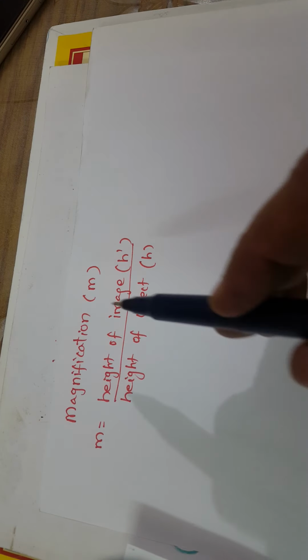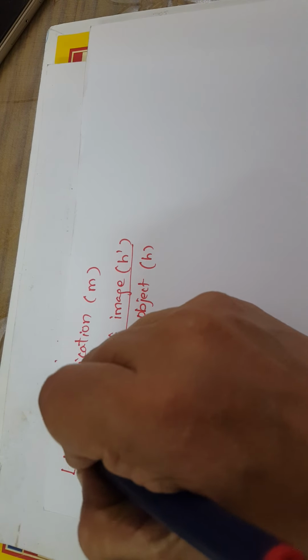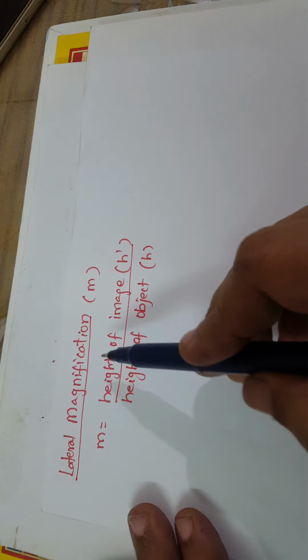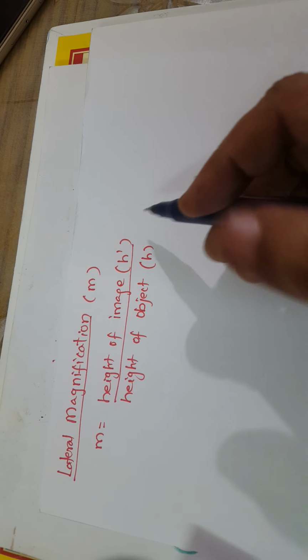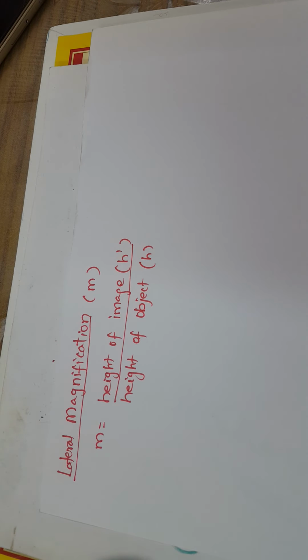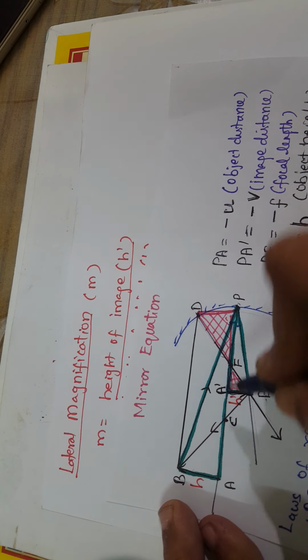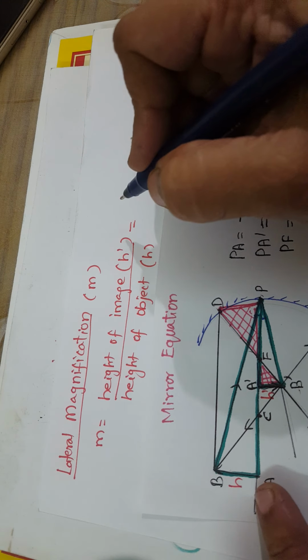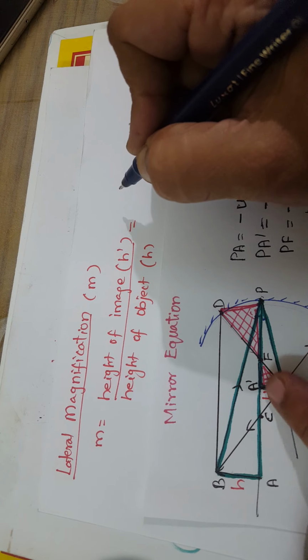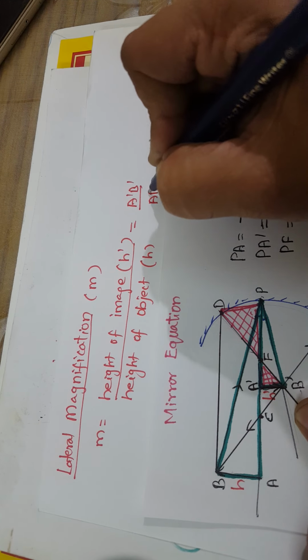Next we will find out the magnification, lateral magnification, children. What is magnification? You are comparing the height of the image to the height of the object, that is h dash by h. From the diagram you can say what h dash is. Look at the diagram here. This is h, right? And this is h dash. So what is h dash, children? That is nothing but A dash B dash by AB.